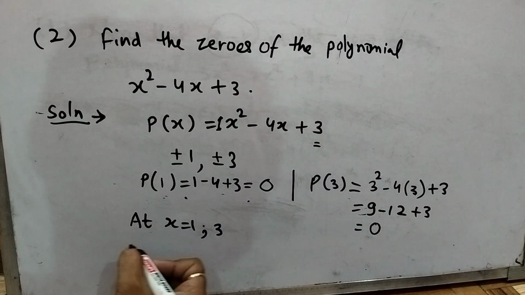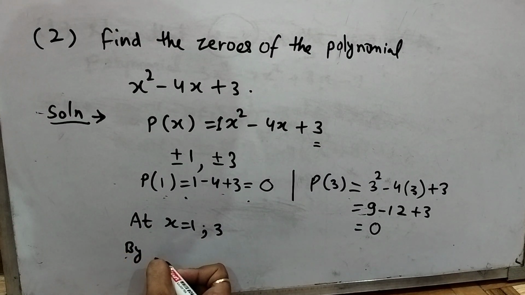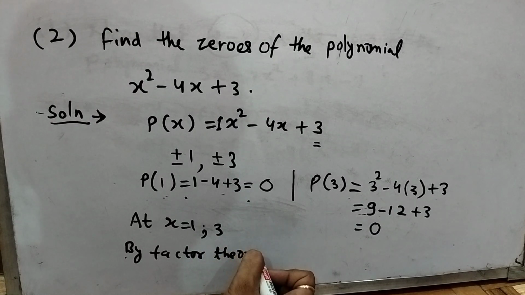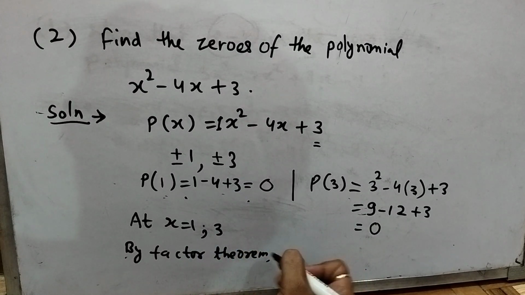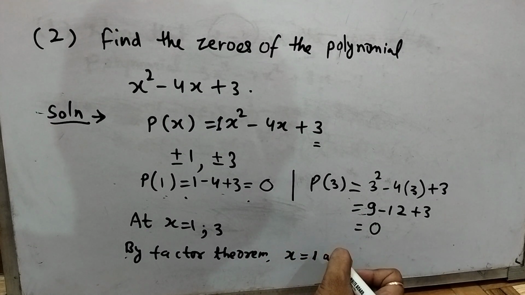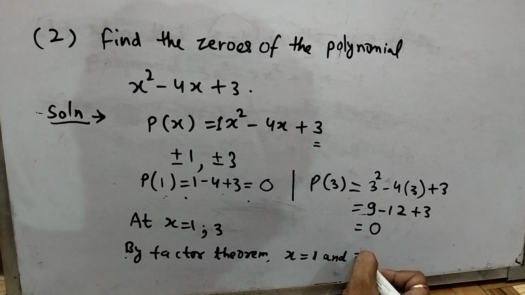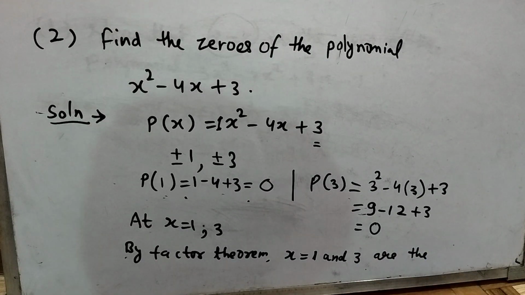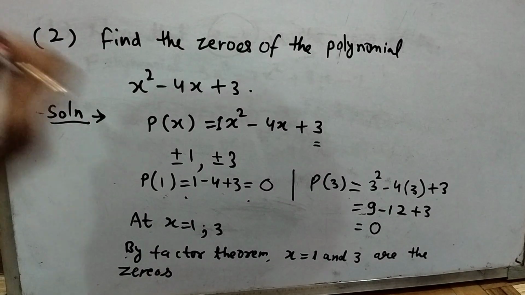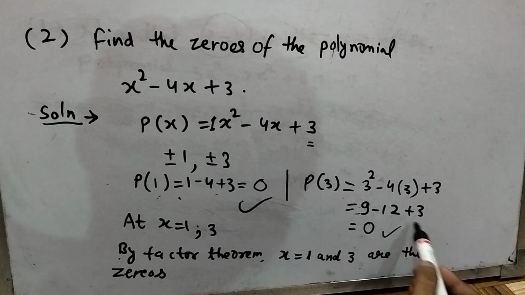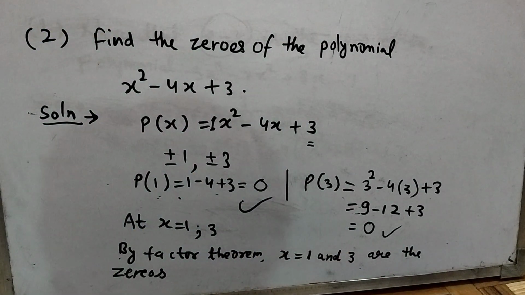So here we can say, by factor theorem, x equal to 1 and 3 are the zeros of the polynomial. We have to mention that P of 1 is 0 and P of 3 is 0. So we have to write it properly, then we'll get the answer.